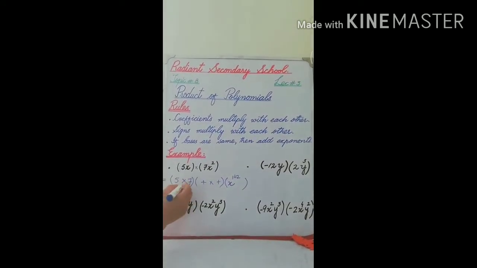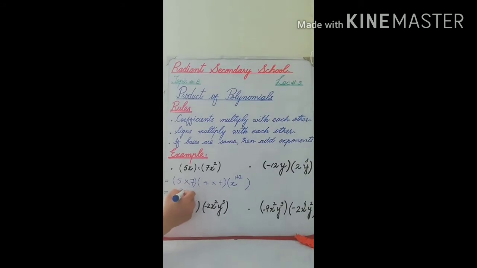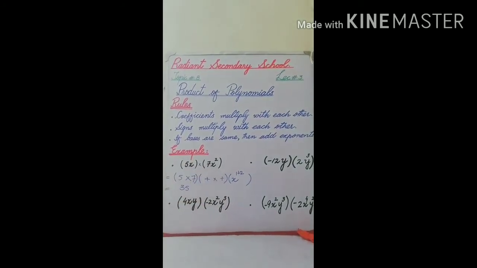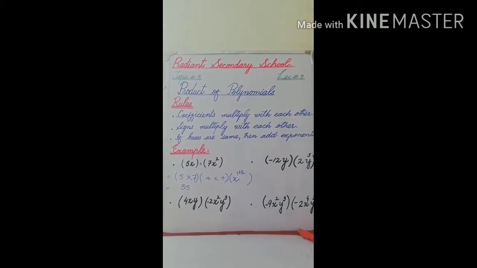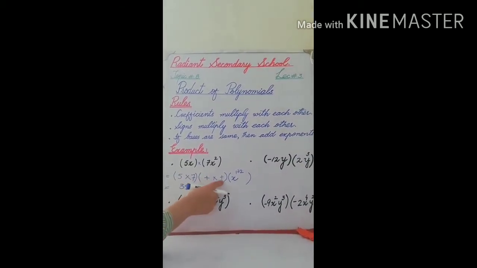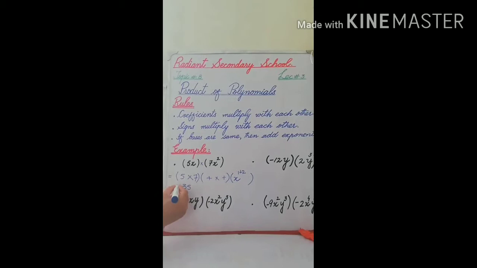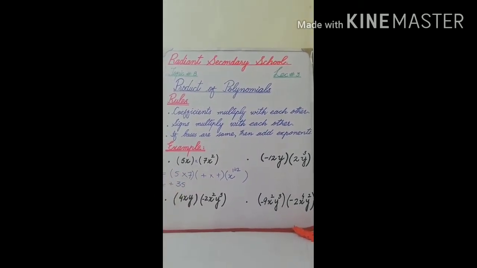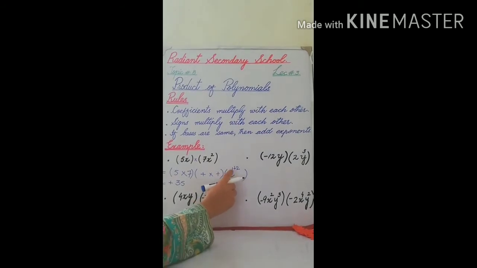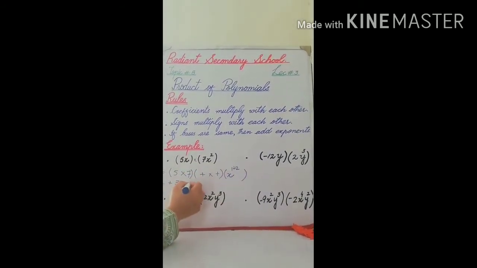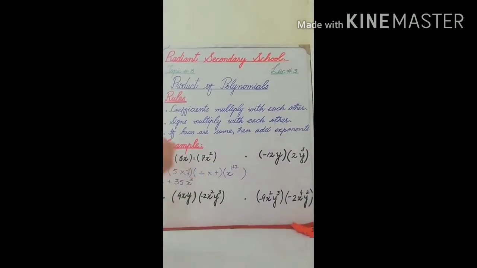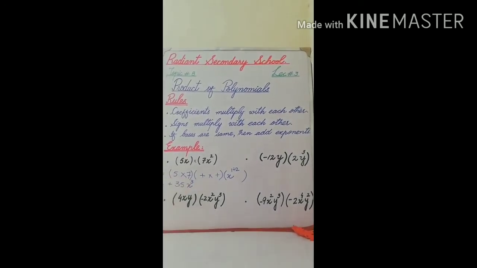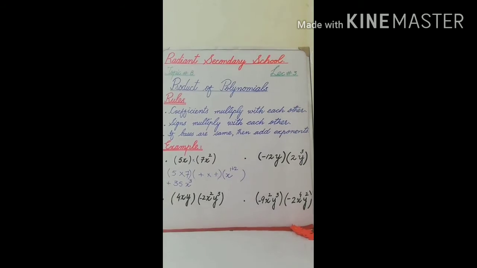Now multiply. 5 sevens are 35. Plus plus, we know the rules of integers. We have learned in 6th class. When we will multiply plus with plus, then answer will be plus. And we know very well always signs come in the beginning, right? Now when we will add their exponents, then answer will be x raised to power 3. My answer is plus 35 x raised to power 3.